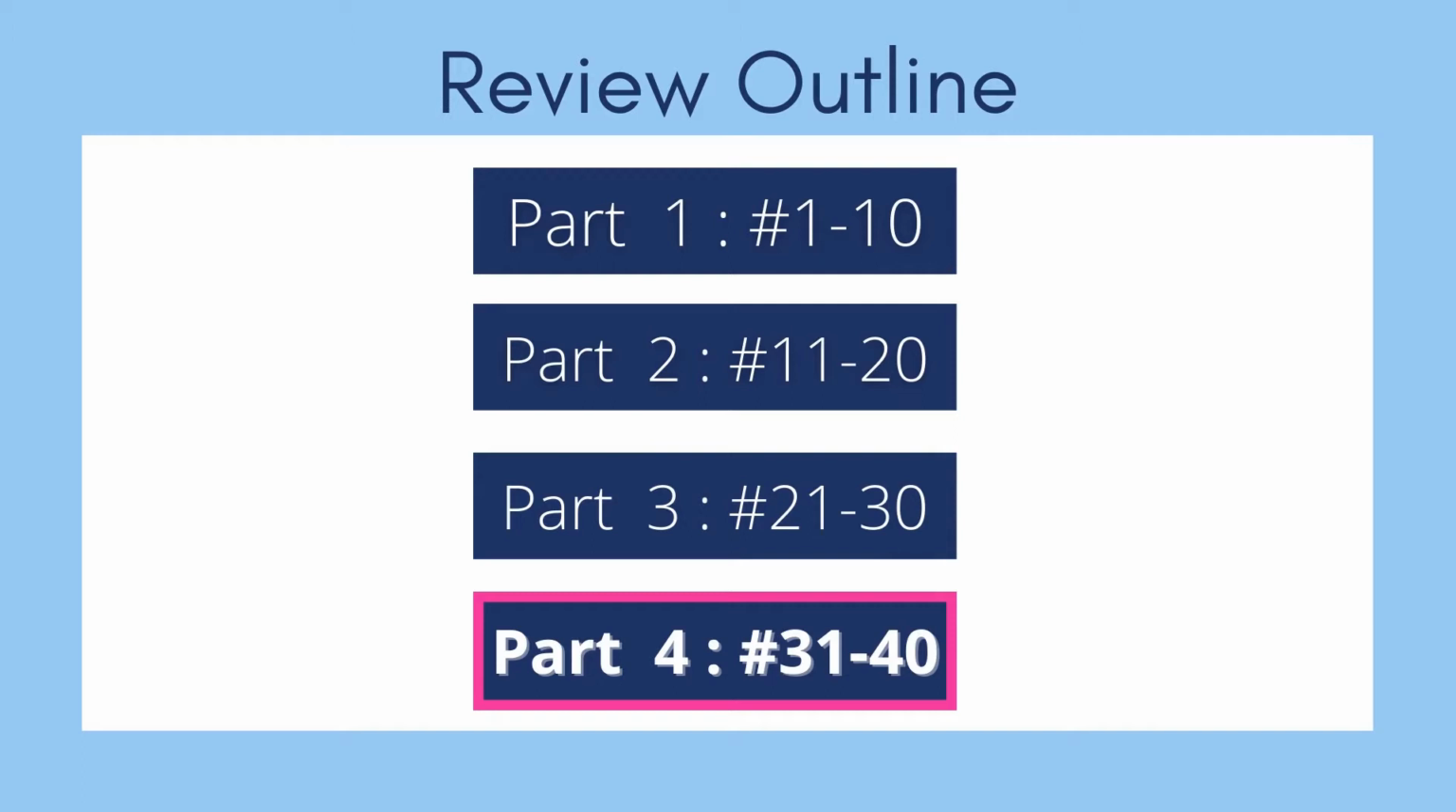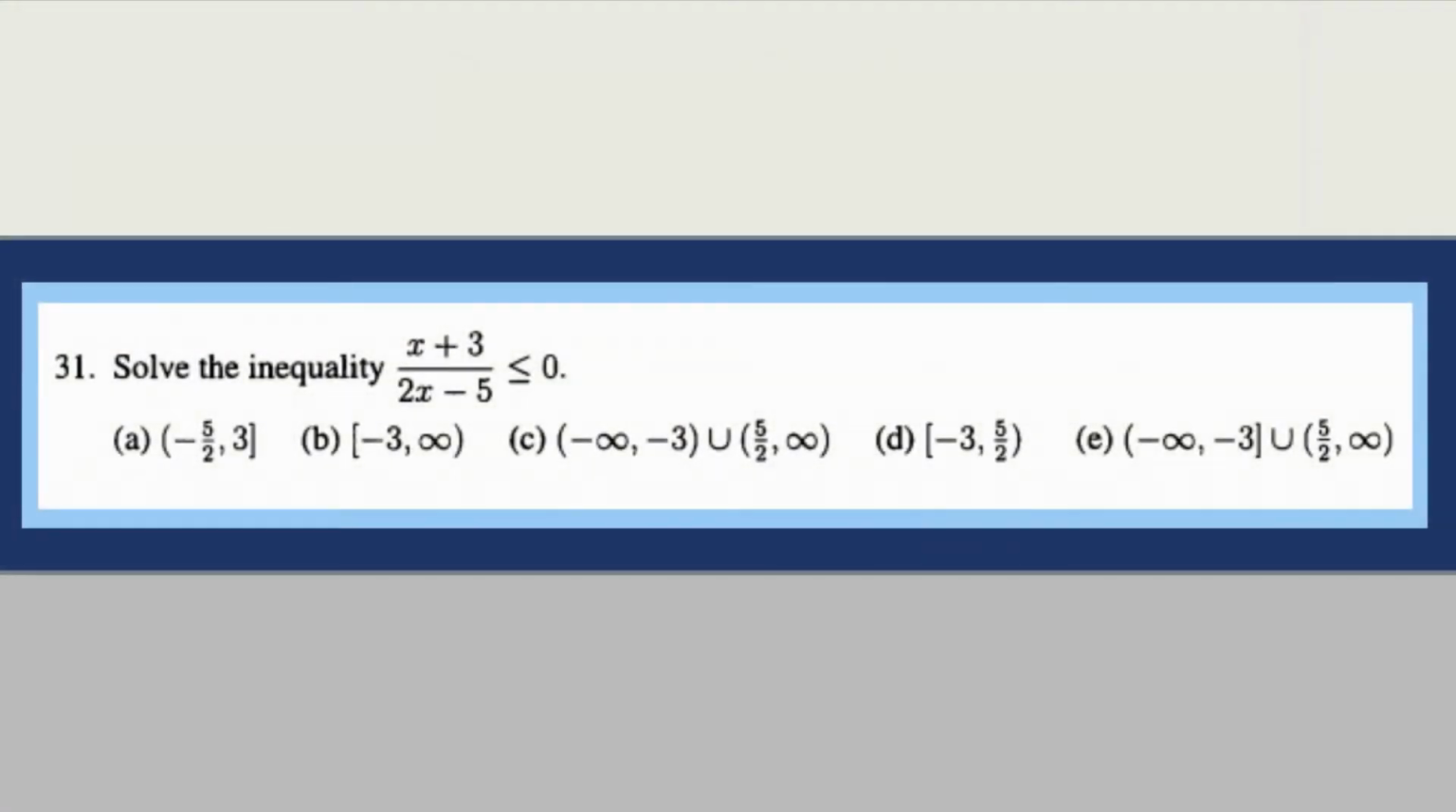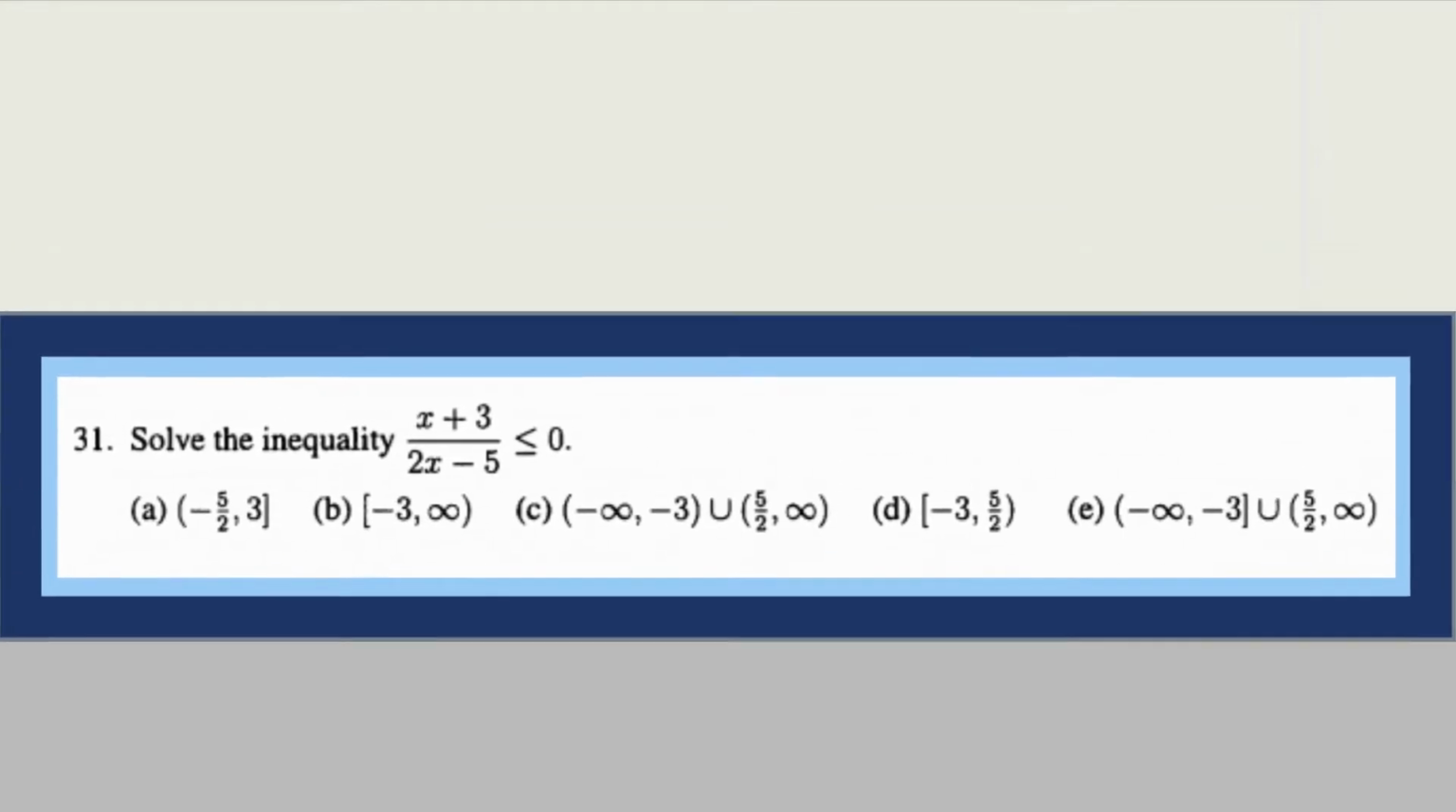We're going to continue on with this final exam and go to question number 31. It says solve the inequality x plus 3 all over 2x minus 5 less than or equal to 0. So I'm going to write this down real quick.